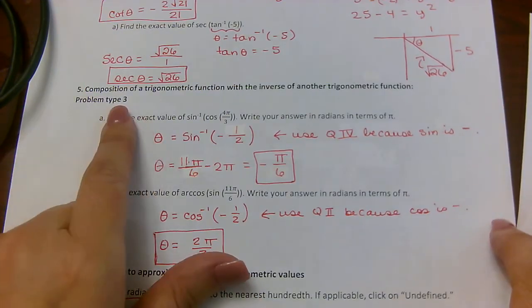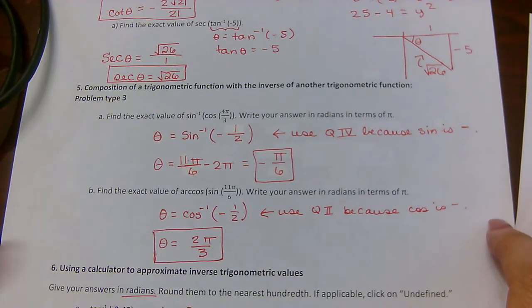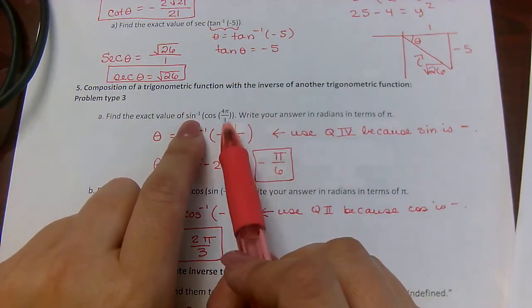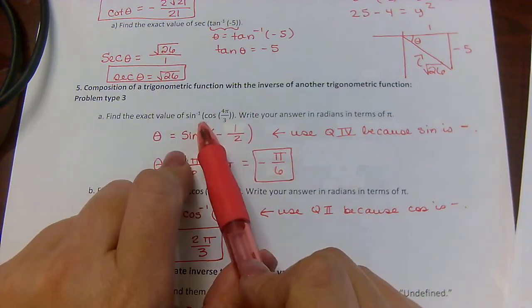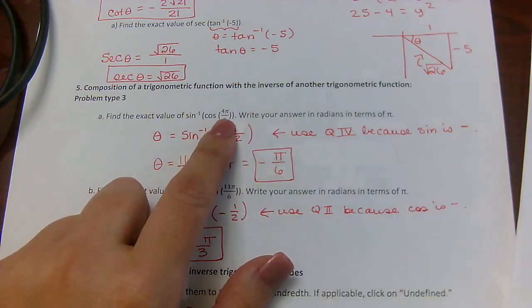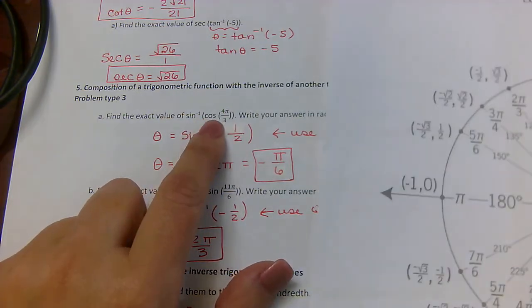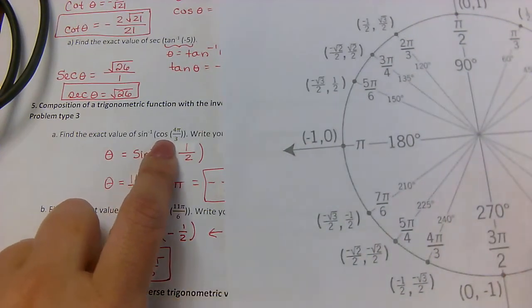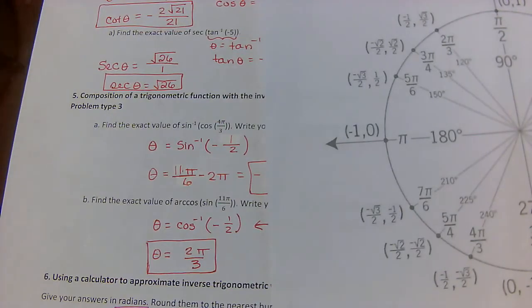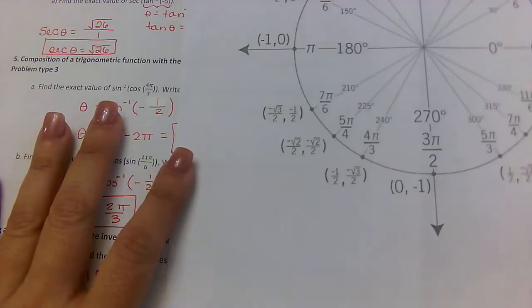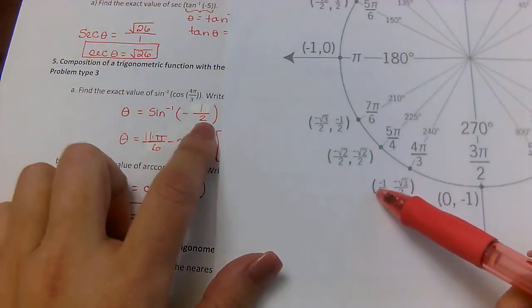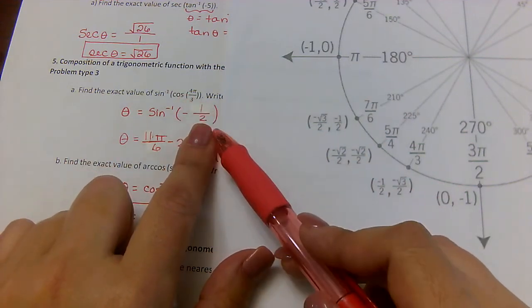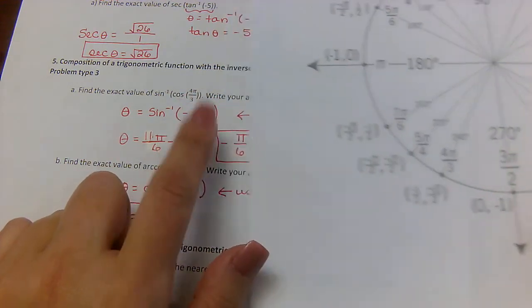Number 5 is a different type of problem. It's going to be a type 3 problem. Here we have arc sine of cosine of 4 pi over 3. First thing you want to do is go ahead and evaluate what's in the parentheses, since this is not an arc, it's asking us to evaluate. So I'm going to go to cosine of 4 pi over 3 on my unit circle. 4 pi over 3 is here. Cosine is our x value, which is negative 1/2. So all I did here was substitute what cosine of 4 pi over 3 is equal to, and then I have this.